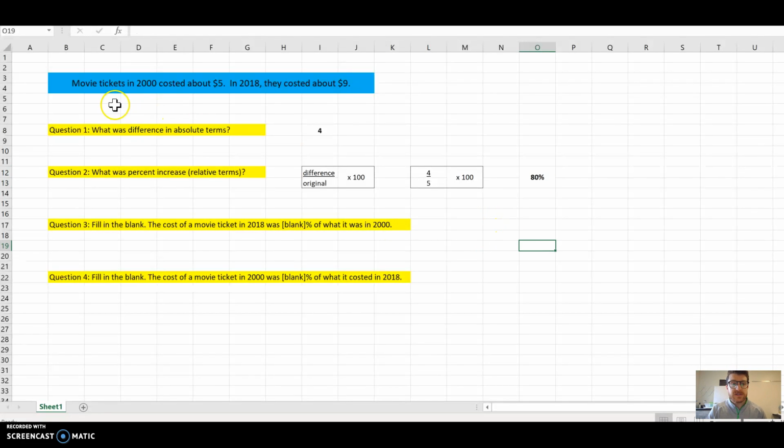So that means that the cost of a movie ticket has gone up by 80%. That would be like the article title. If you were to see this clickbait article, it would be talking about movie tickets and how they increased 80% in price.